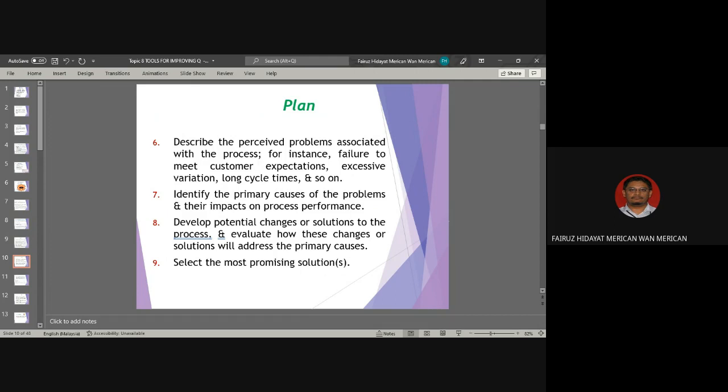Okay, identify what are the problems associated with the product or service. Okay, identify the primary causes of the problem. Okay, what are the main causes? Okay, and develop the potential changes or solutions. Okay, that's where they come up with the ideas to increase the improvement or to increase the quality of the product or service, and then they will select the most promising solution. So as I mentioned just now, they have the brainstorming, okay, and they will come up with different ideas, and then they will select the idea or solution that they feel is the most effective.